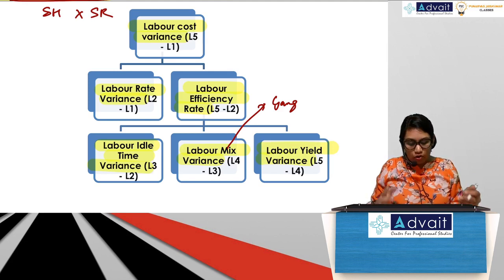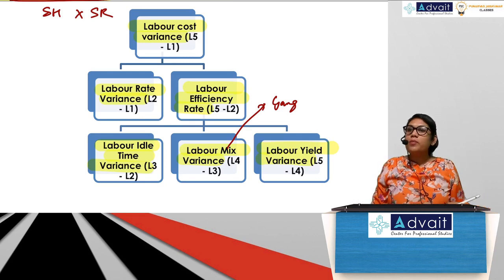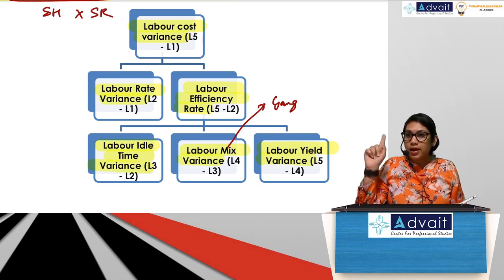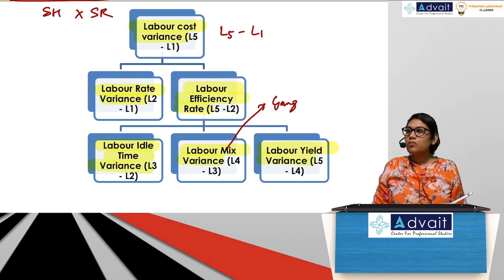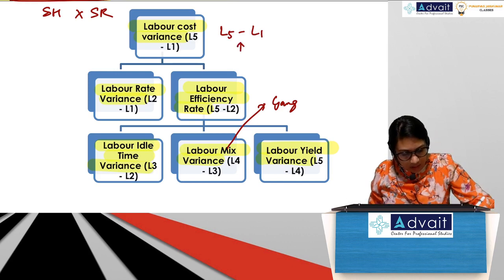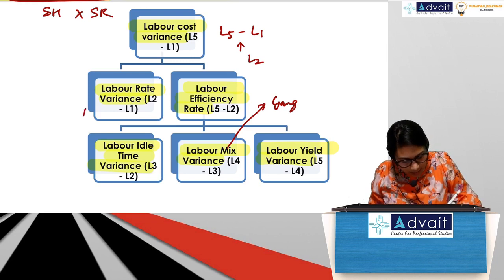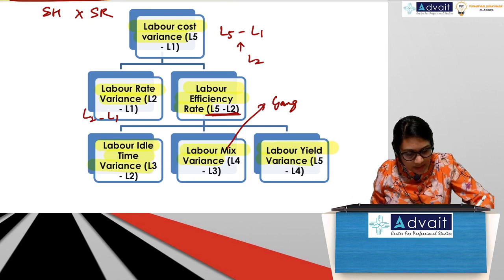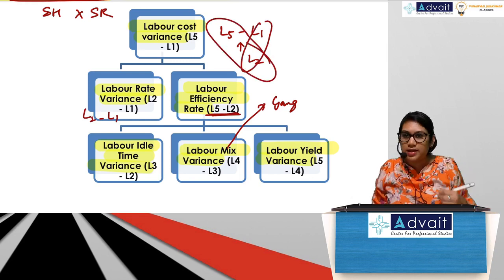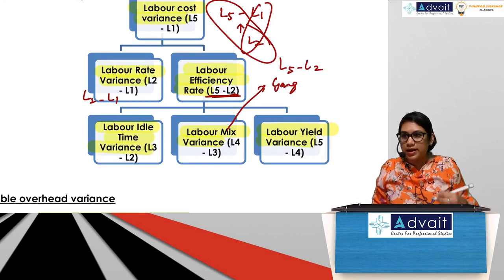So now how do you calculate? So this first one, labor cost variance. Same logic. M4 minus M1. So L5 minus L1. Okay. Now L2 comes in the middle. So L2 minus L1. And here L5 minus L2. So this first, then this. So now L5 minus L2 is there, right?